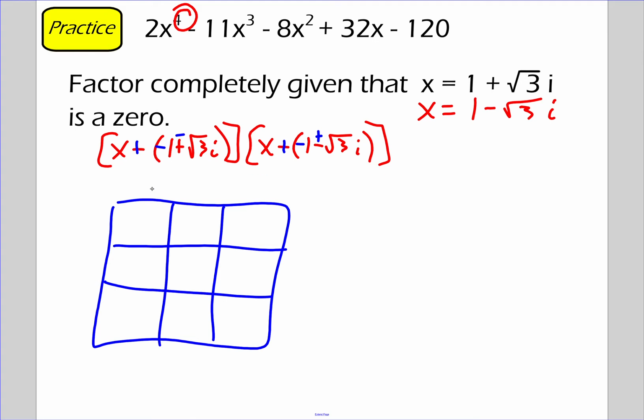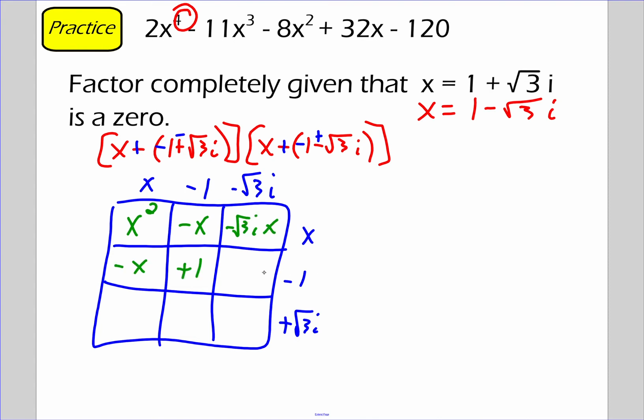If we multiply them as binomials, we're going to have to take an extra step and multiply stuff out. So I'm going to have x minus 1 minus the square root of 3i, x minus 1 plus the square root of 3i. This illustrates the flexibility and versatility of the area model. All right, so we multiply x squared, minus x, and minus the square root of 3i times x. Next row, we have negative x plus positive 1, positive square root of 3 times i.